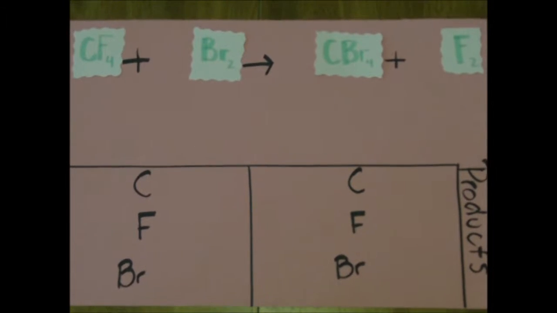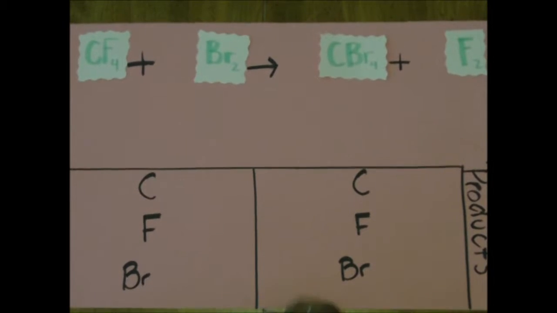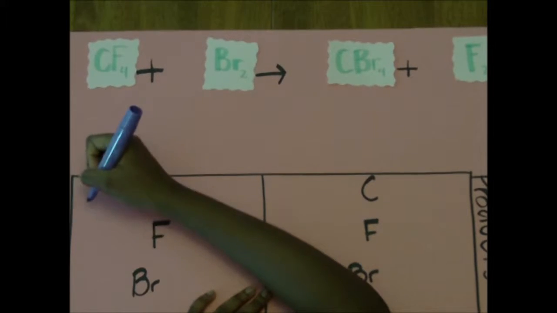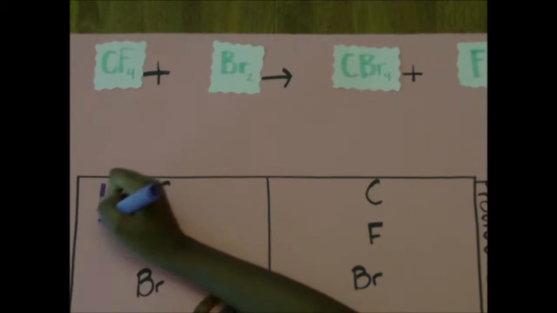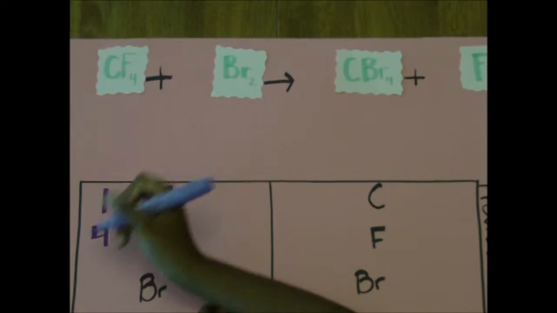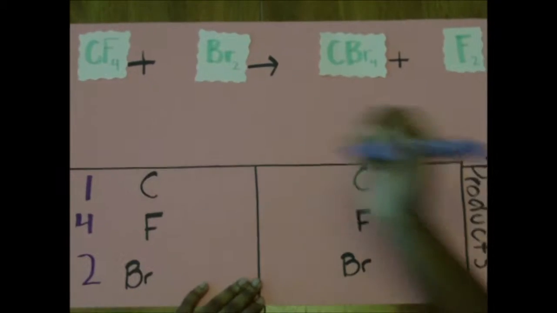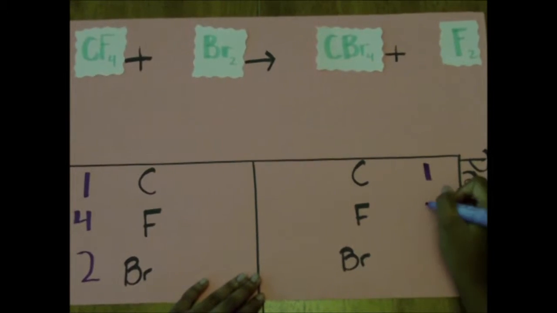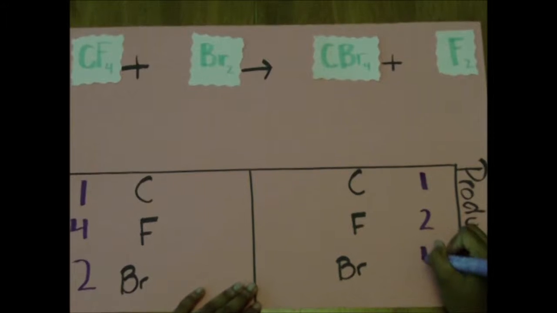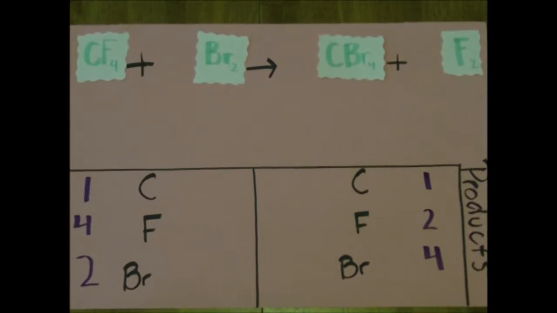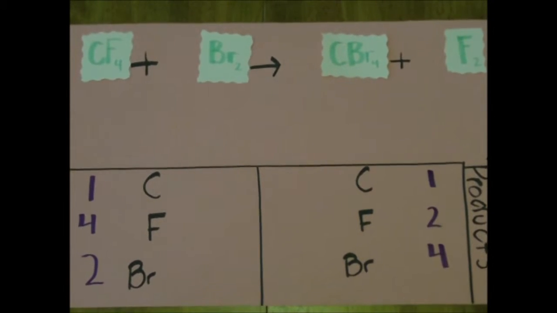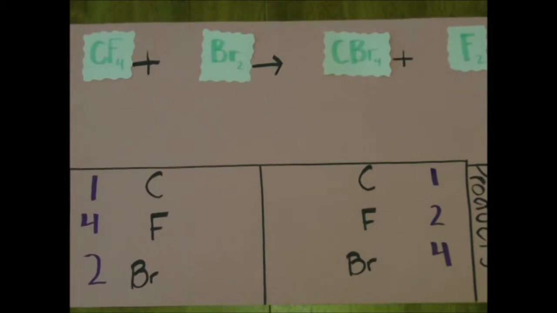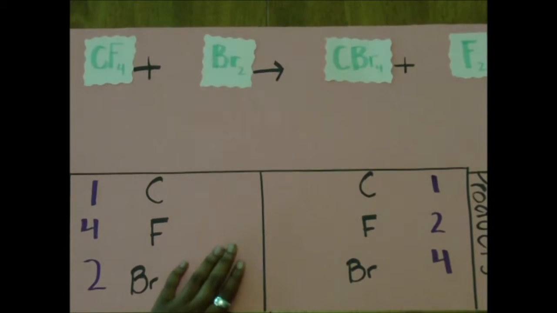Okay, so you have your reactants and your products. You start first off by writing how many of each you have on each side. There's 1 C, 4 Fs, and 2 Brs. And then on the product side, you have 1 C, 2 Fs, and 4 Brs. So for the first part, you want to start with Br. So balancing Br, you have to add one more Br2 to this side so that it will also be 4.